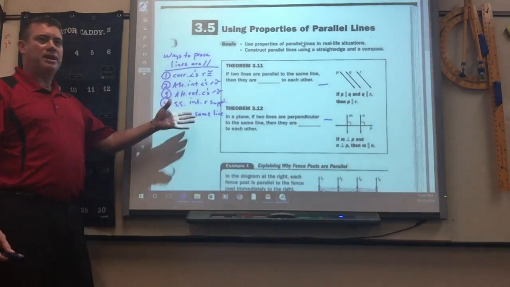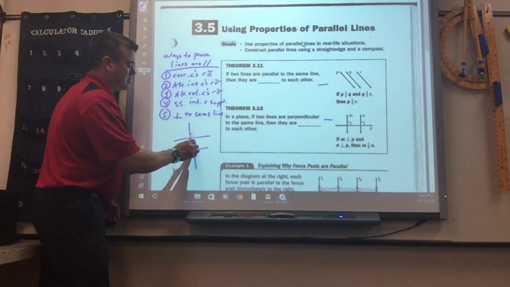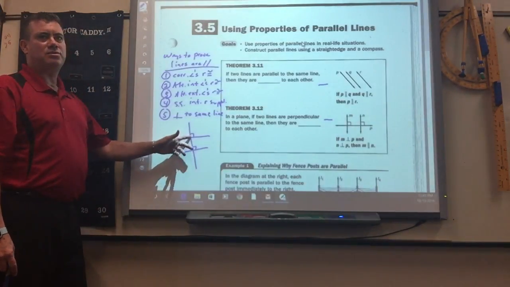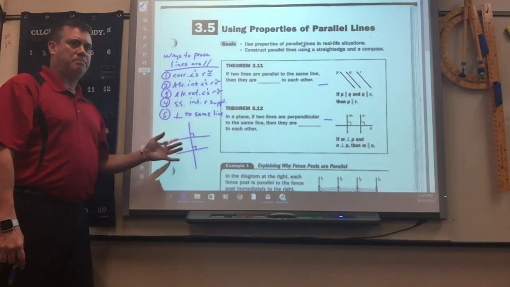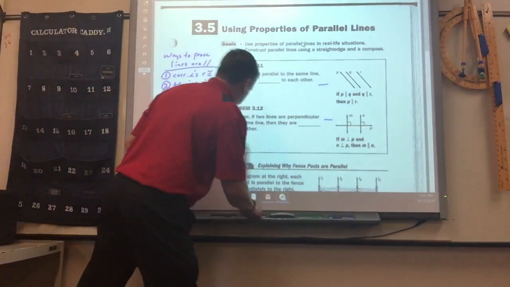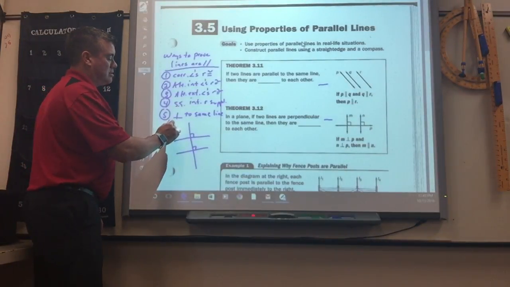So the picture that this would look like would be like this. It's 90 there, 90 there. So the reason why these two lines are parallel is because they're perpendicular to the same line. Now, whenever it's this reason right here, you can actually use any reason.